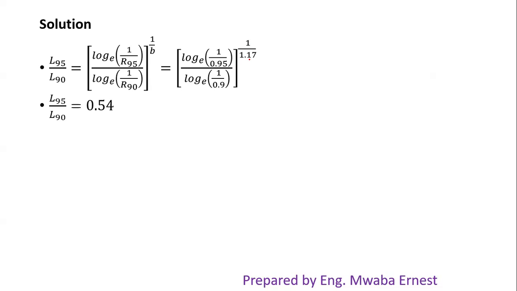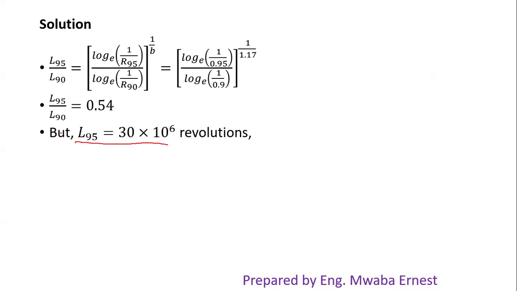L95 over L90 being equal to 0.54. Now, if you look at our question, we already had this. The life of this bearing at 95% reliability is 30 million revolutions. Yes, bearings can go this much. They can be in millions like that. In fact, we count them in millions because they are rotating all the time. So 30 million revolutions, that's what you have as the life.